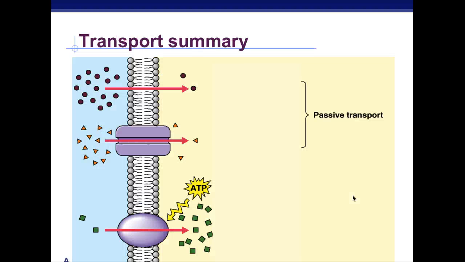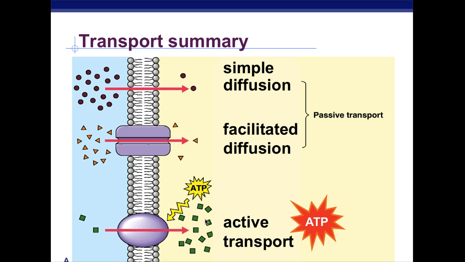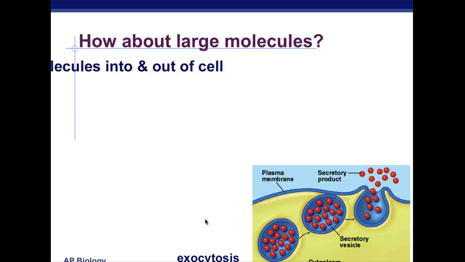So transport summary, if we take a look at the top, we have molecules going directly through the membrane, so that would be simple diffusion. Here we have this purple structure, which is a protein channel. Again, we're going from an area of high concentration to low, so this would be facilitated diffusion. Both simple diffusion and facilitated diffusion are passive transport. And then finally, the last one would be an example of active transport, where we have molecules moving from an area of low concentration to an area of high concentration, against the gradient. And this would require an input of energy, ATP.